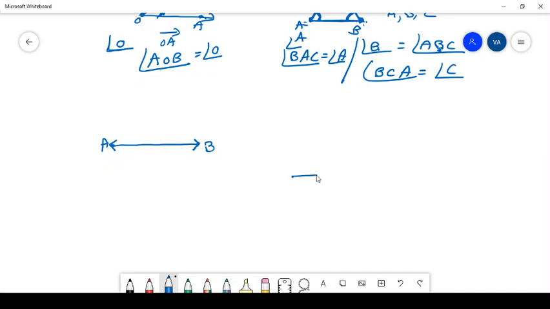Next, union of 2 rays. This is one ray, this is another ray. Common portion of the 2 rays and common end point. The 2 rays having a common end point. This common portion is called the angle. That common end point is called the vertex. Okay.